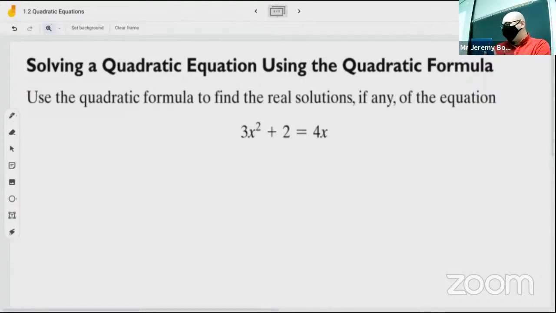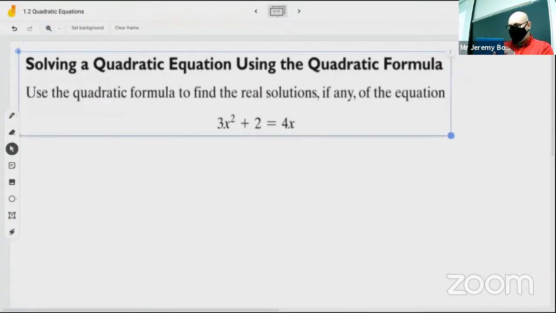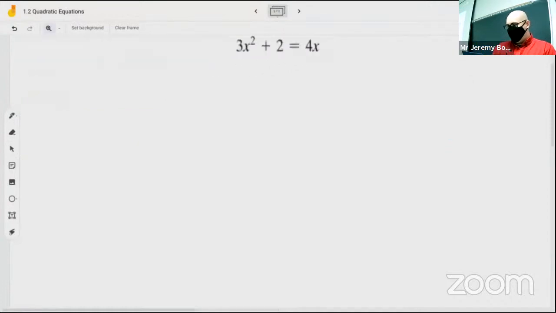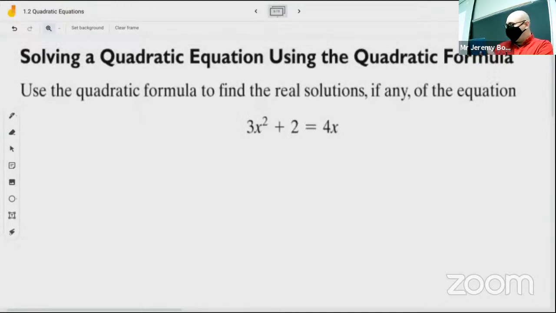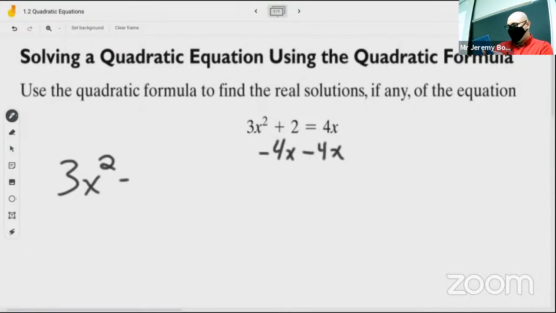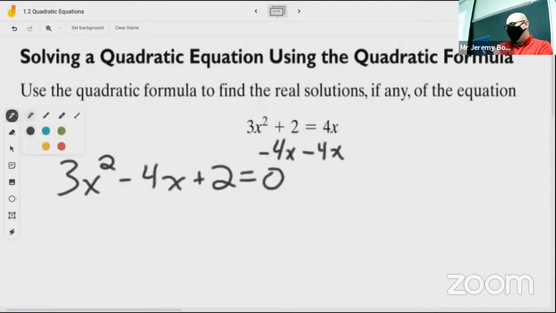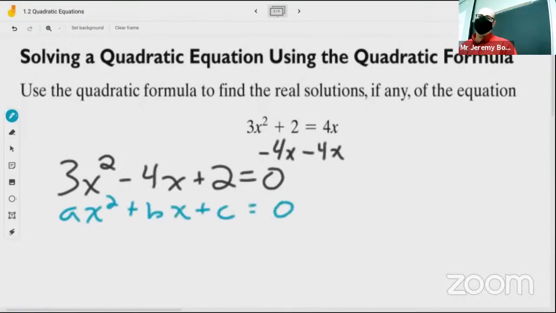To get it to the form that we want, we need to move some stuff over. And the only thing we really need to move is the 4x, right? So we're going to subtract 4x from both sides. And so we'll end up with 3x squared minus 4x plus 2 is equal to 0. Notice I put the 4x second because I want ax squared plus bx plus c equal to 0. Right? I want that form.